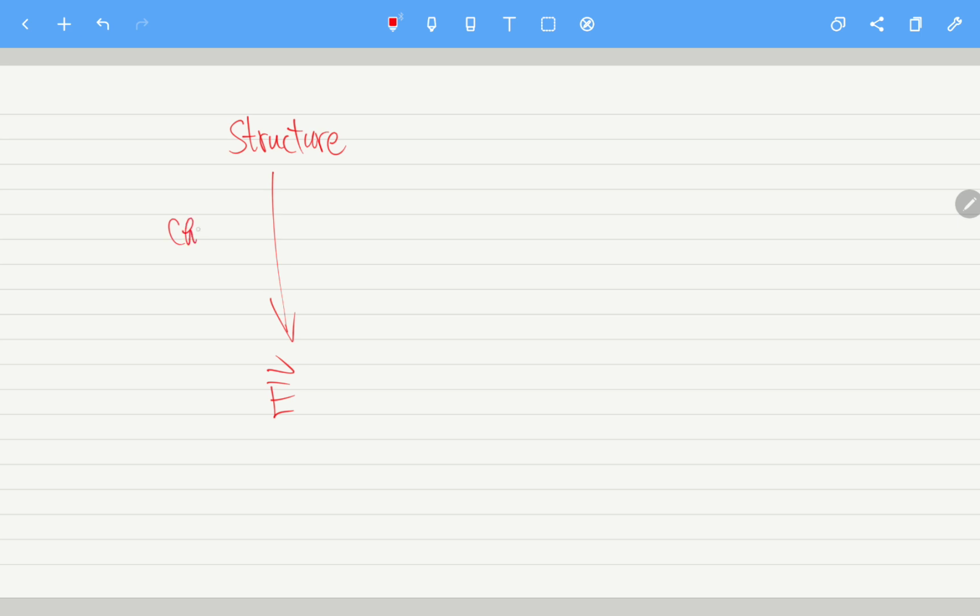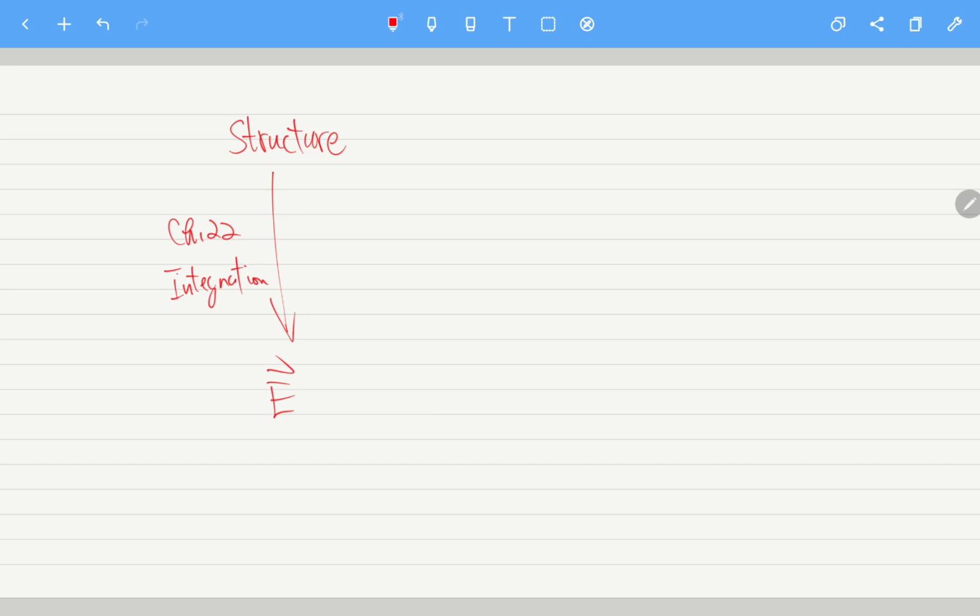In chapter 22, we have the method using integration. We separate the structure into small elements, and then we try to find the dE for each element, and then finally we add them together using the integral. So that's the way we learn in chapter 22.